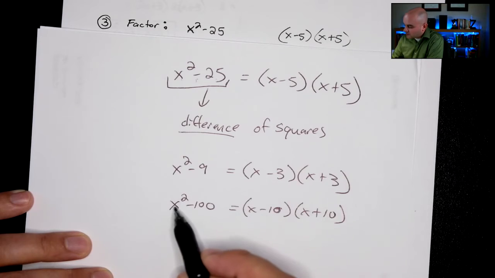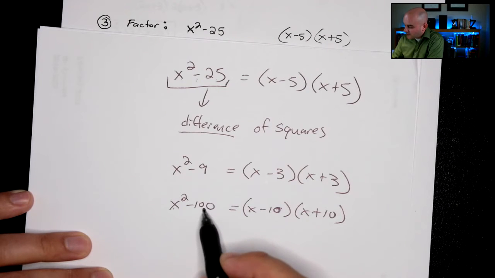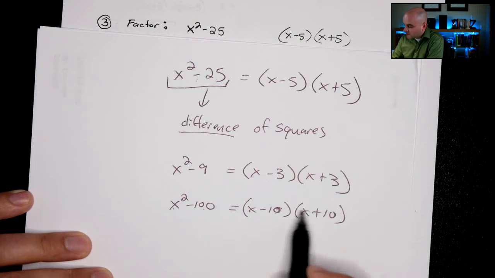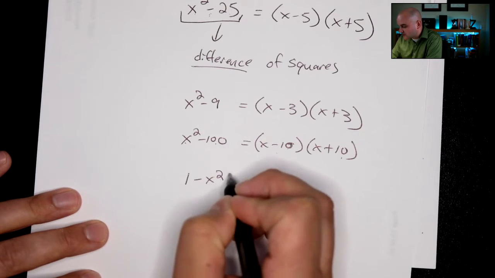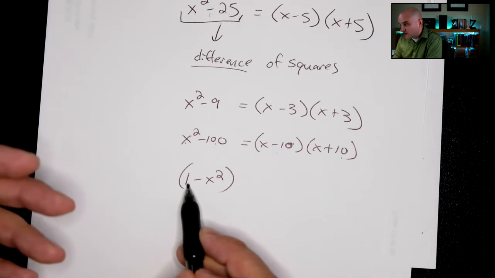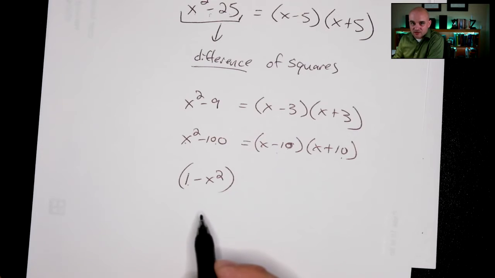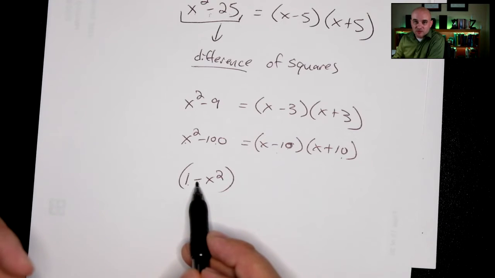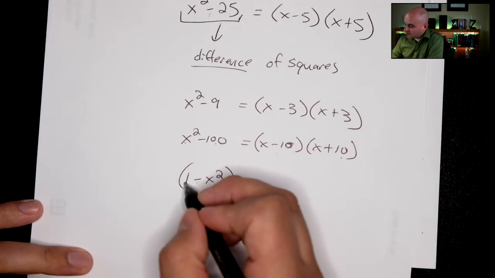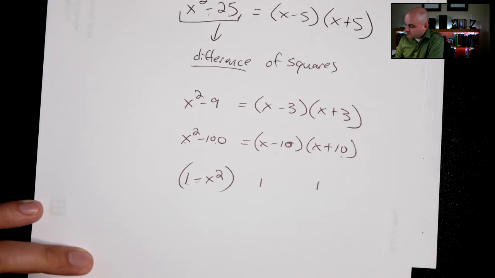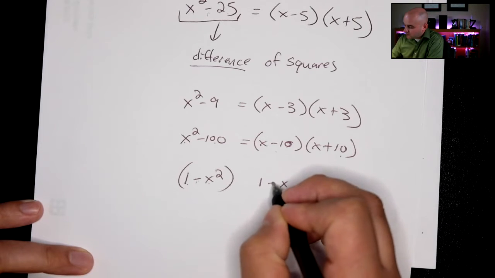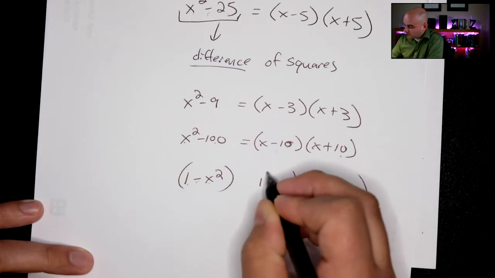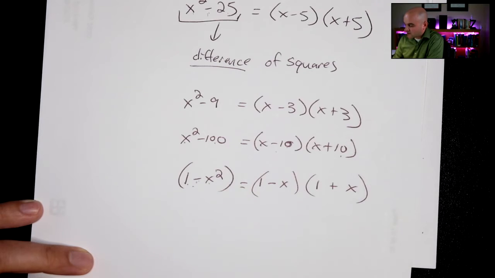The key is you write down the square root of the first term, you write down the square root of the second term, write that down twice, put a minus sign with one, a plus with the other. So if we had 1 minus x squared, it's a binomial. These are both perfect squares, and there is a minus sign in between them. So we have a difference going on here. So I'm going to write down the square root of the first term twice. I'm going to write down the square root of the second term twice. Put a minus with one, a plus with the other, wrap them in parentheses, and that's what this factors out to.